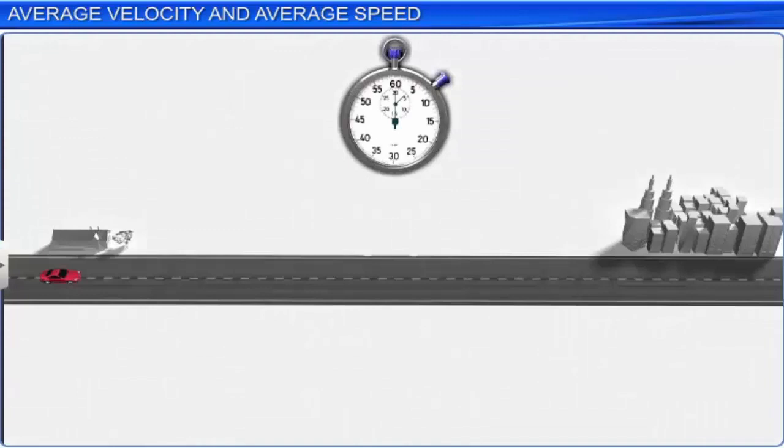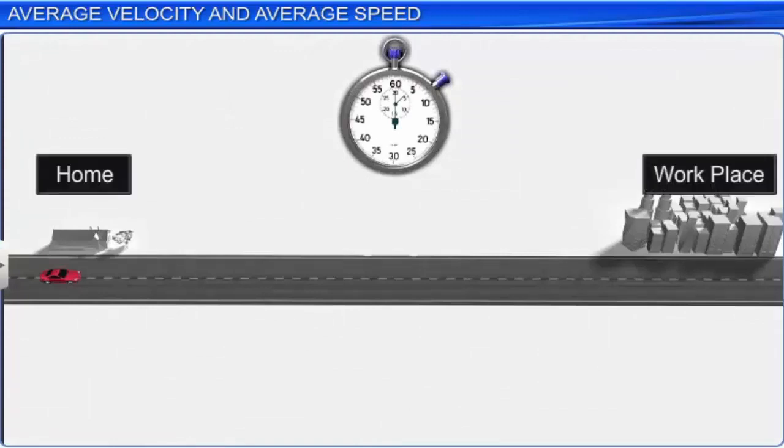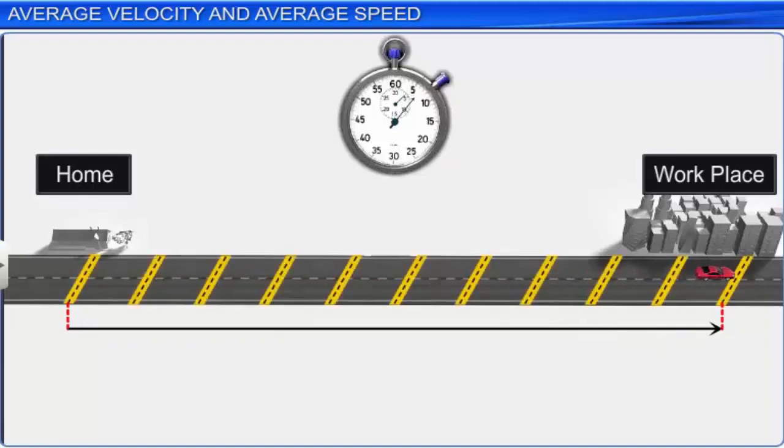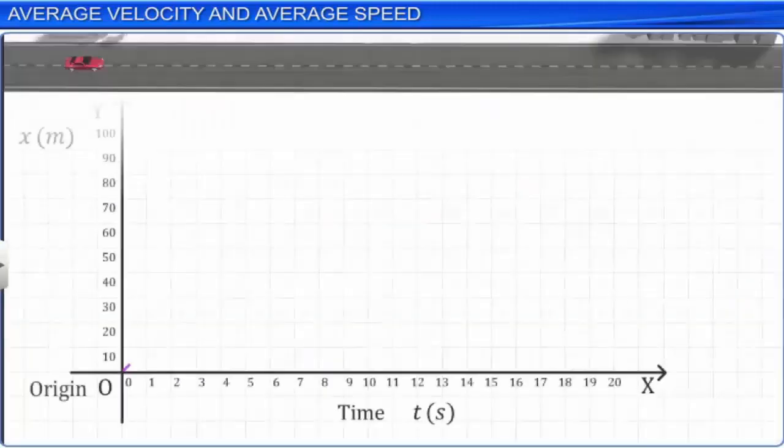When he goes to work, the displacement of the car is equal in equal intervals of time. Here, the displacement is considered to be in the positive direction. The x-t graph, when plotted for this motion, is a straight line passing through the origin and making a positive acute angle theta with the time axis.